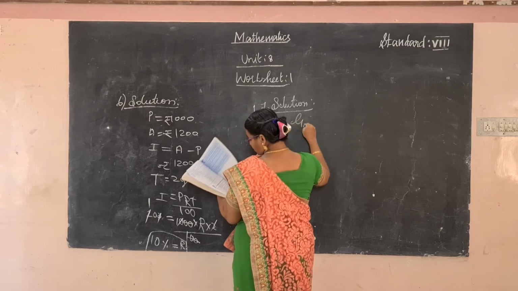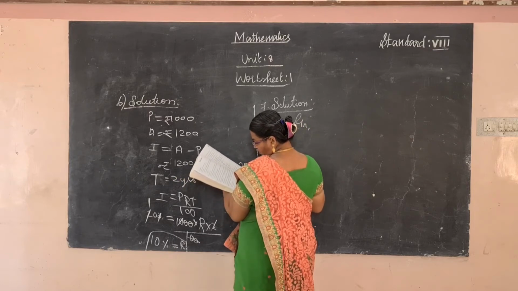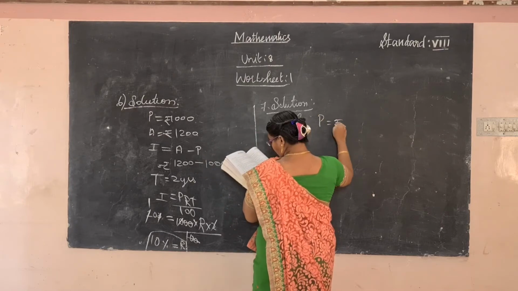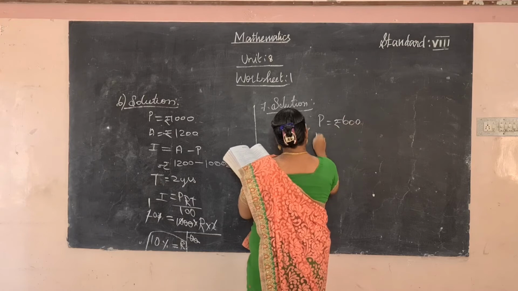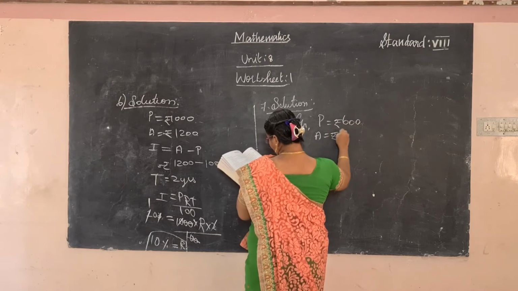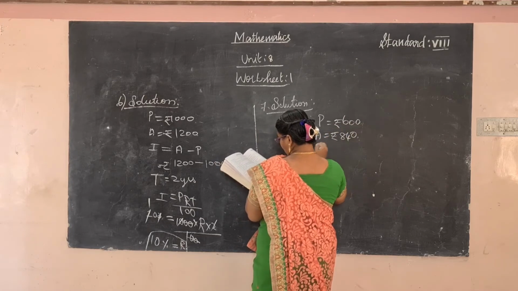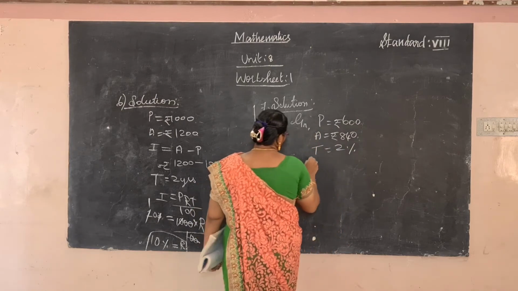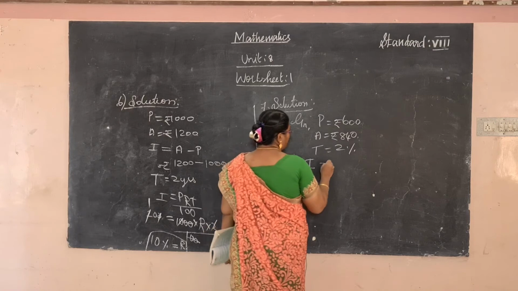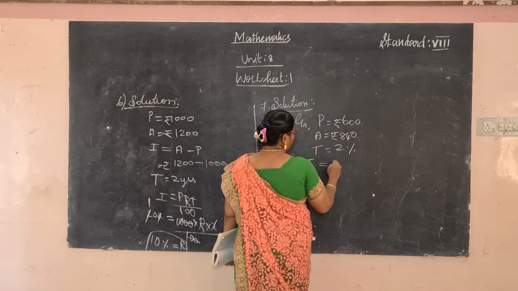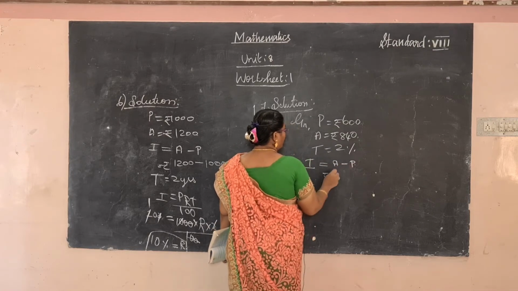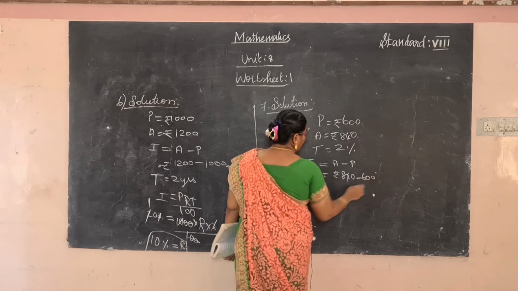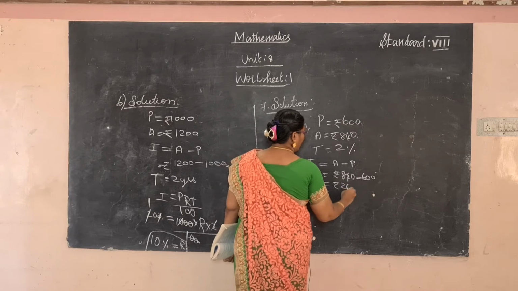Given principal is rupees 600, amount is equal to rupees 840 and rate of interest is equal to 2%. Okay, so interest is equal to amount minus principal. Amount is rupees 840 minus 600. So rupees 240.